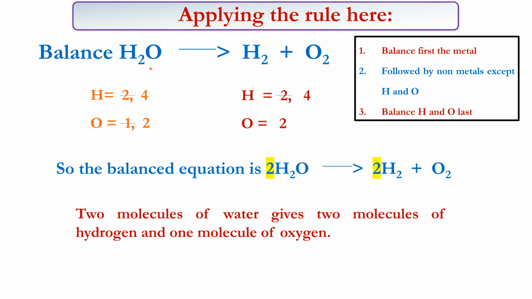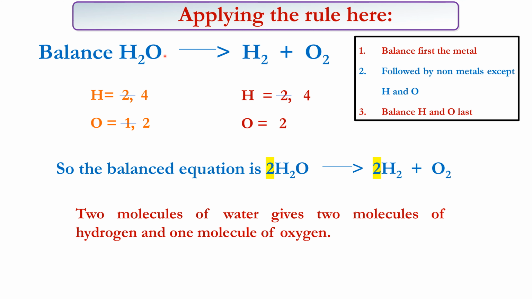If you're asked to balance this chemical equation, the first thing you do is to balance the metal first. But because there is no metal here, we go to the second rule, which is to balance the non-metals except hydrogen and oxygen. But because we only have hydrogen and oxygen, we then start from hydrogen. So how many hydrogens do we have on the left-hand side? It is 2. And how many hydrogens do we have on the right-hand side? It is also 2. So at this point, it is balanced.